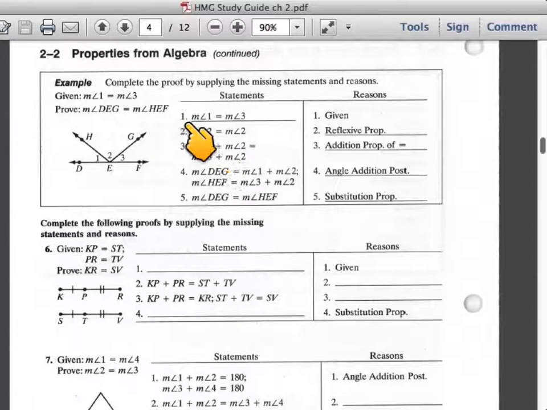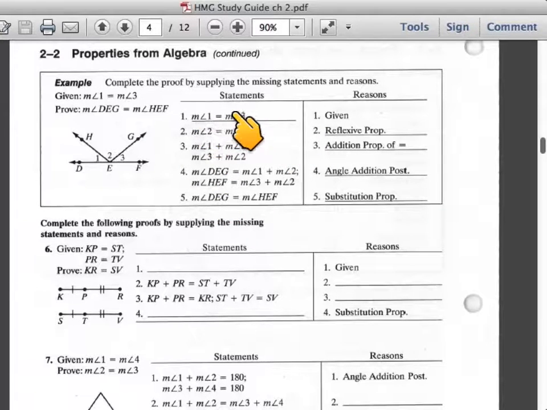Now, proofs is where we want to show something is true. We want to show that the measure of angle DEG is equal to the measure of angle HEF, and we'll usually have a diagram that goes along with it, and then something that kind of gets us started. The diagram gives us information, and then there's going to be given information. You'll have 2 columns, statements and then reasons. Now, every statement has to be justified by a reason. That's the proof part of this. We're done when whatever we're trying to prove is down here in this last line. So this is one that's already filled in for us.